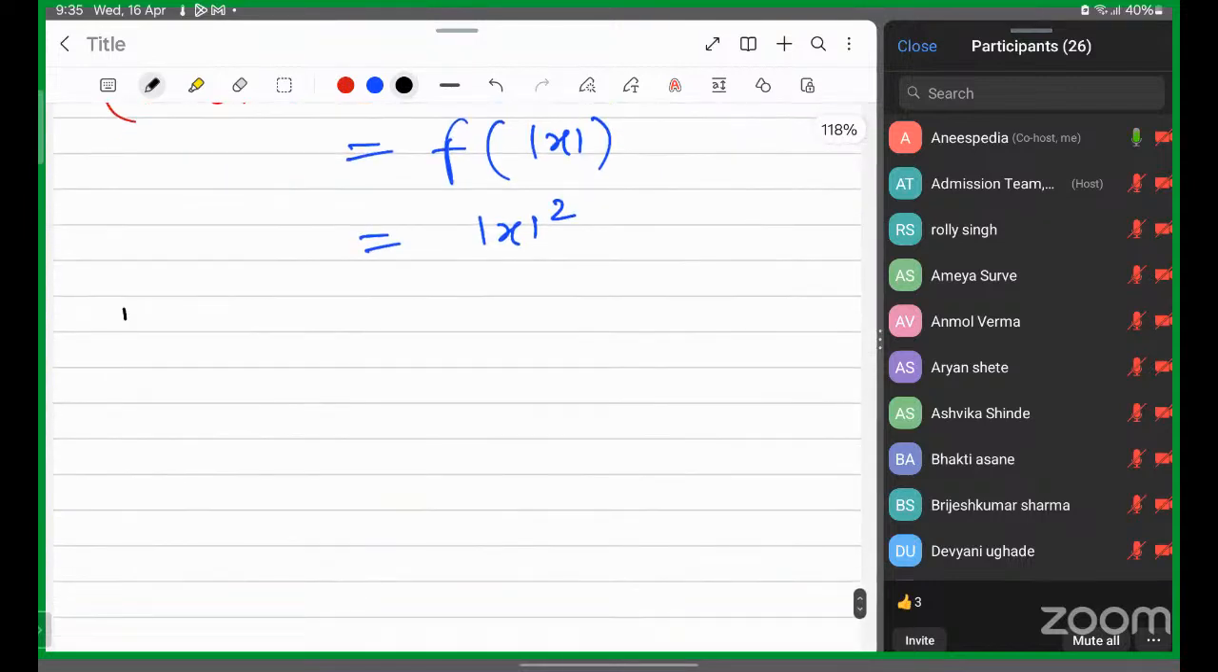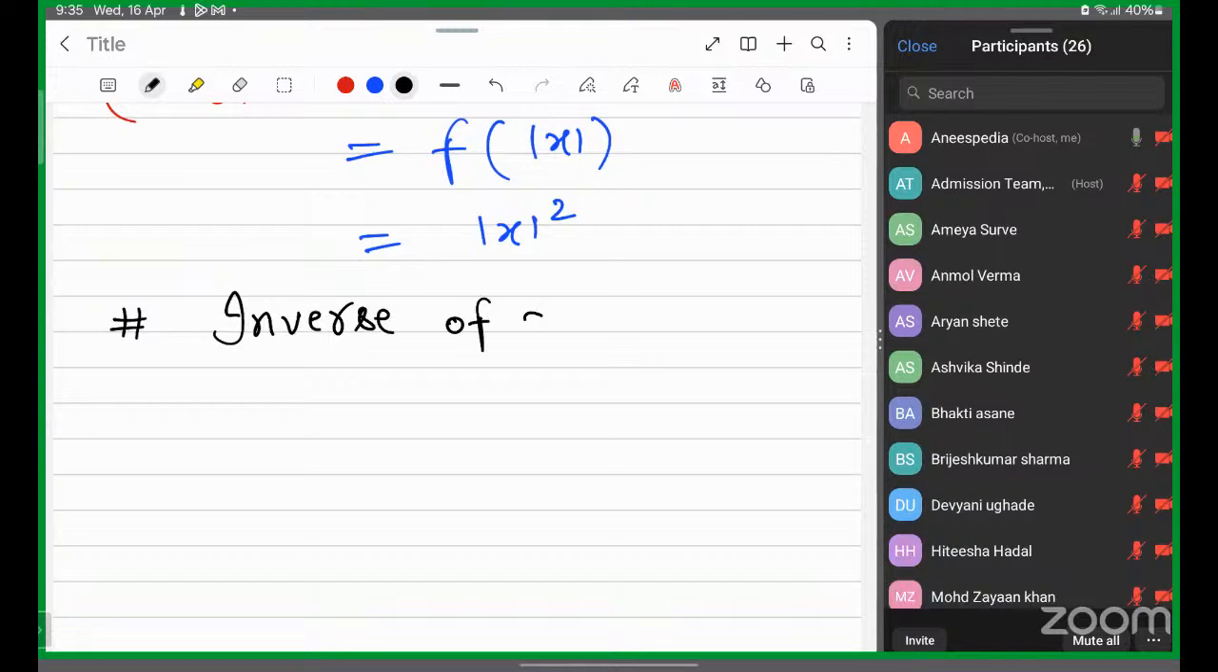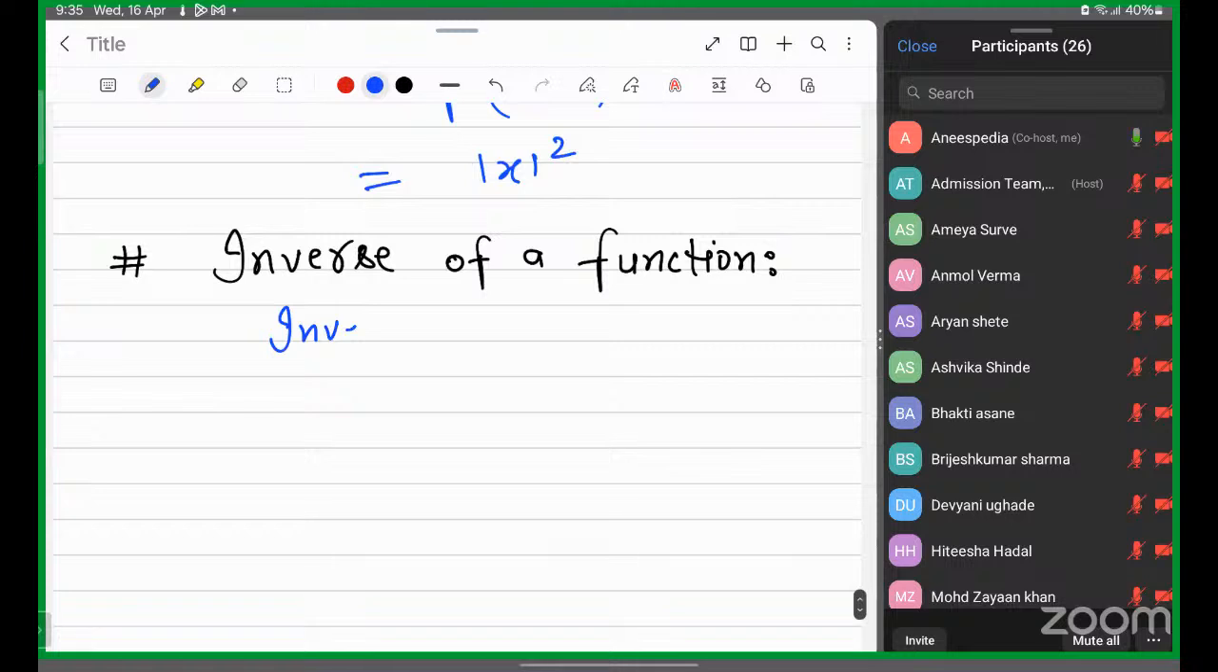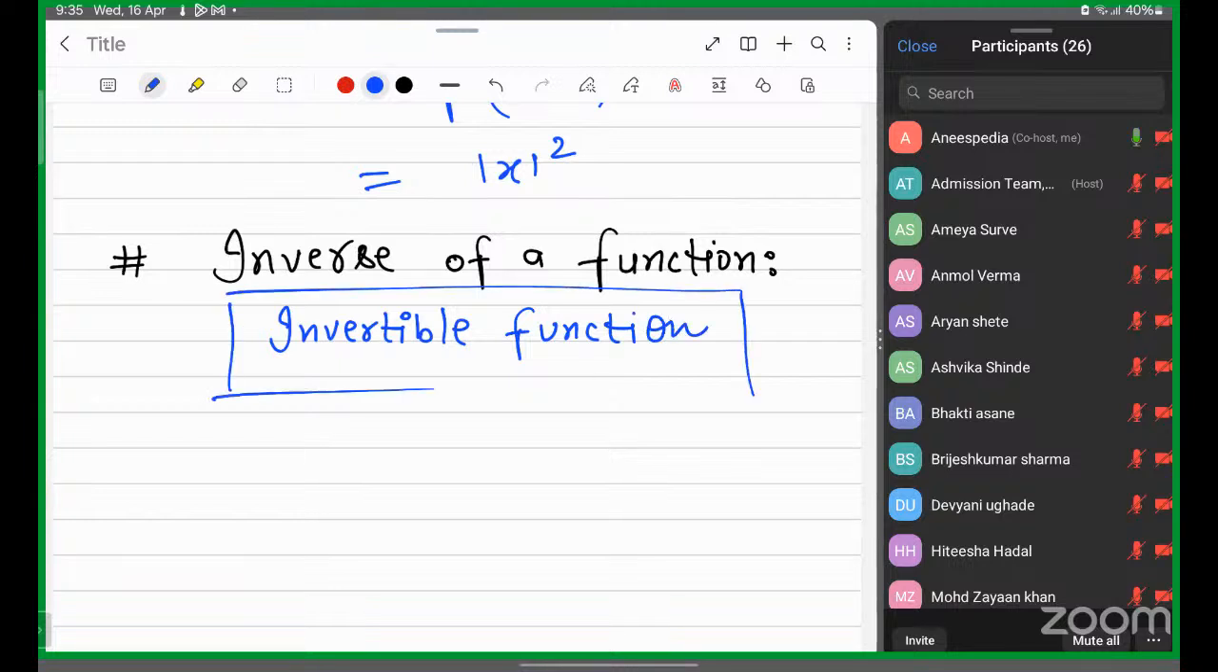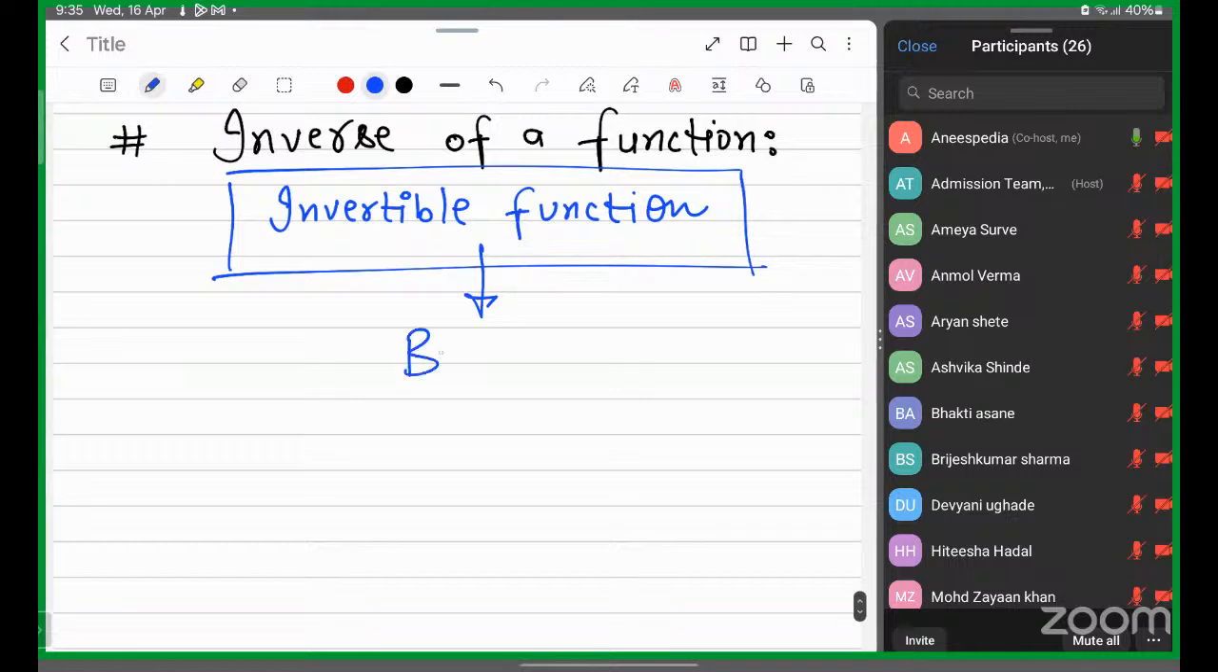Next point is inverse of a function. Remember that only that function will be invertible or will have an inverse which is bijective. Invertible functions are bijective, or vice versa. Bijective functions are invertible, which implies that only those functions will have an inverse which are one-one as well as onto.